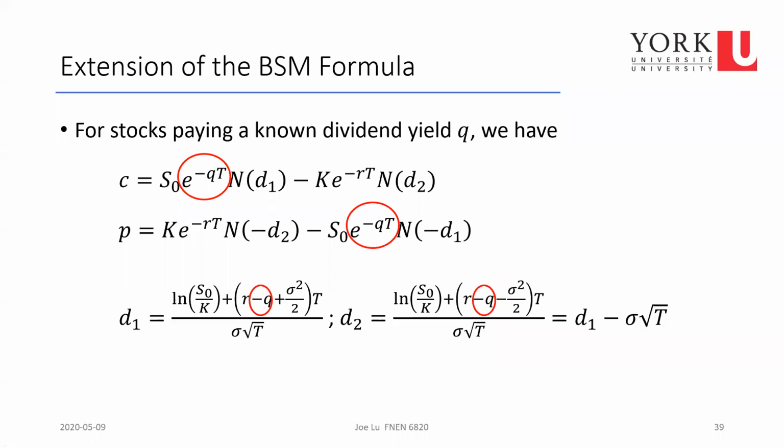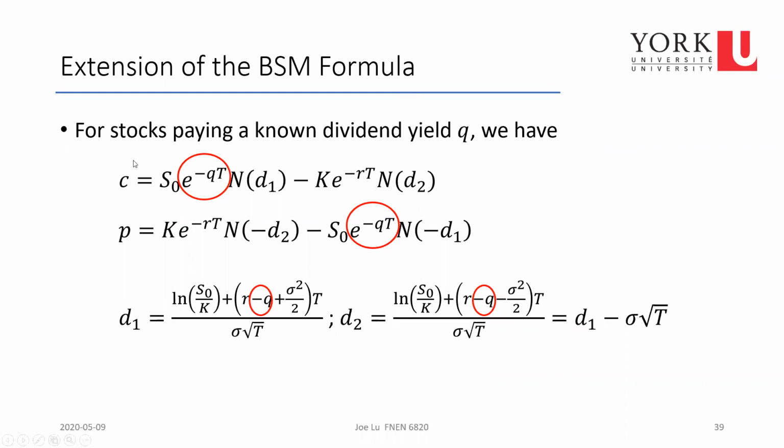Hello, class. Earlier, we have seen the Black-Scholes-Merton formula for calls and puts where the underlying stock pays no dividend. Now, we can relax that restriction. Now we're looking at stocks that are paying dividends.